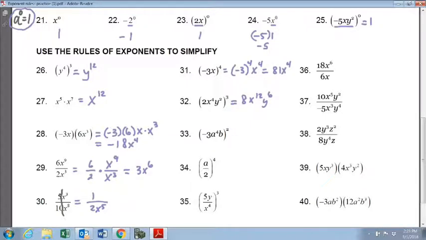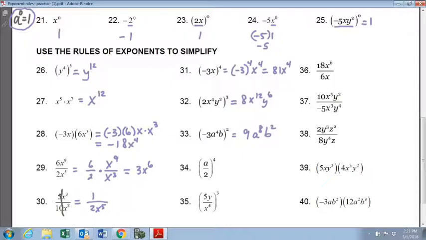All right, on number 33, negative 3 squared is 9. A to the 4th squared, that's a power to a power. We get a to the 8th. Now sometimes students will just write b next, but aren't we squaring the b? We're squaring everything inside the parentheses. So this becomes b squared. So 9a to the 8th, b squared.